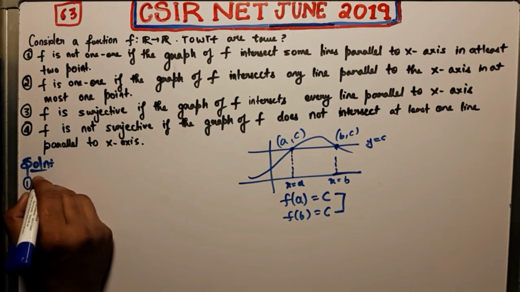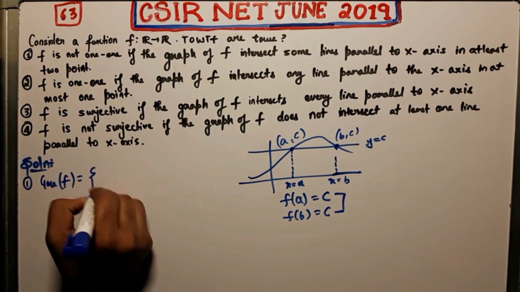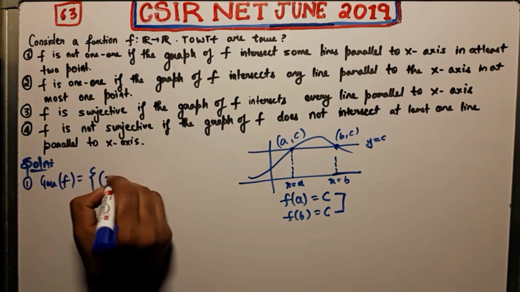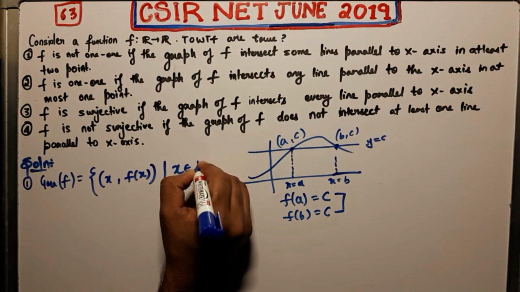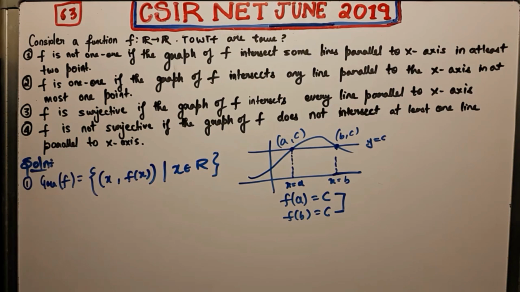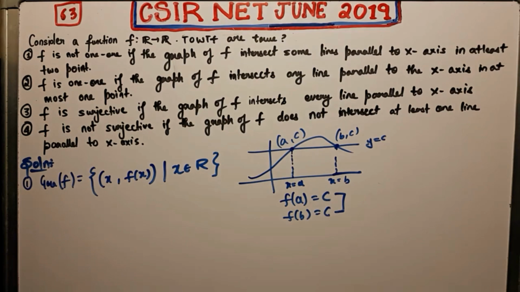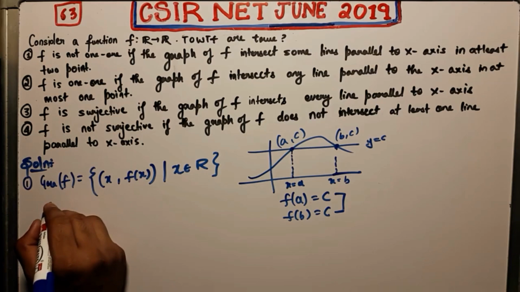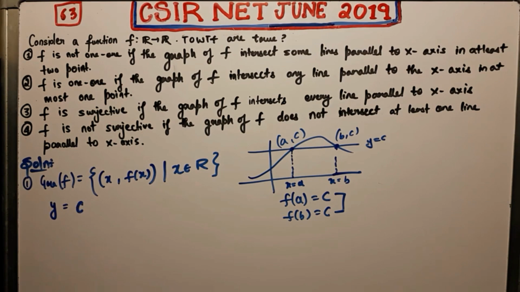Okay, so firstly I will introduce the graph. What is the meaning of graph of f? Graph of f is actually a set that consists of these coordinates, such that x belongs to R. So this is the definition for graph of f. Now what is given to you, that f intersects a line parallel to x-axis. So let us take a line. So this is your line which is parallel to x-axis.